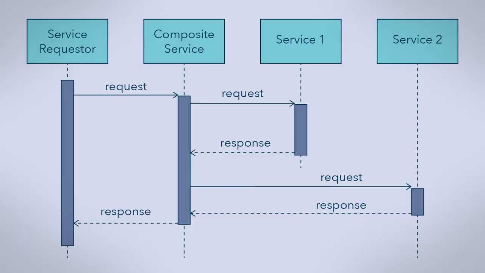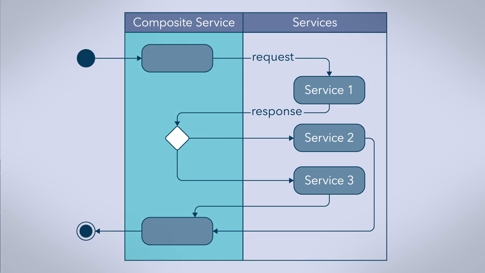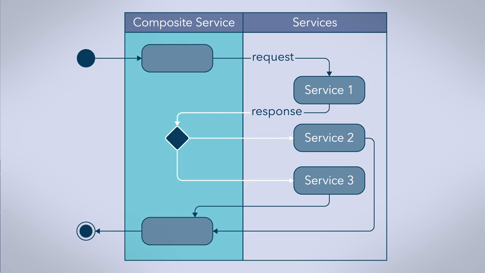Of course, which requests are made to a service or which service is called may depend on the response from another service. This is better captured on a UML activity diagram, like in this next example. The composite service uses other services. In this case, the composite service selects a different service based on the response it gets back from the first.